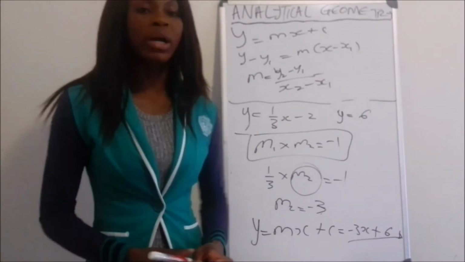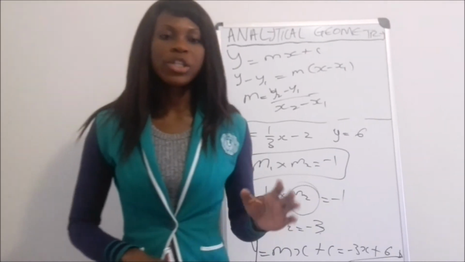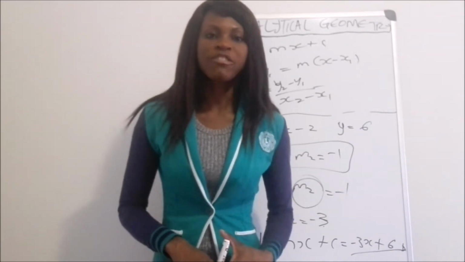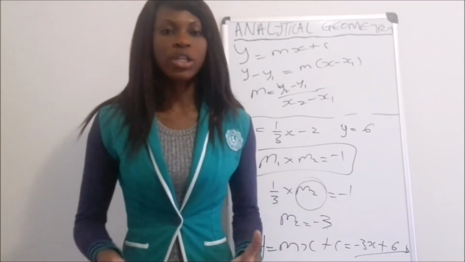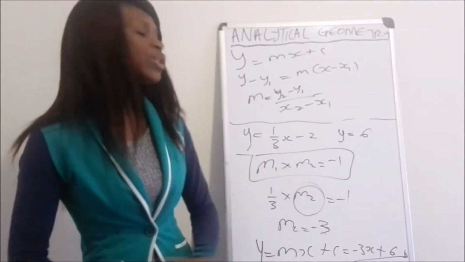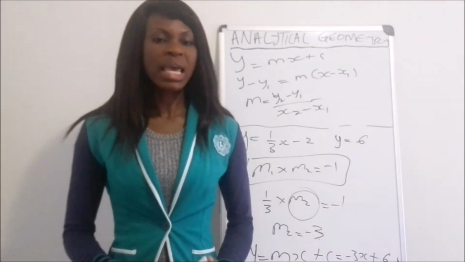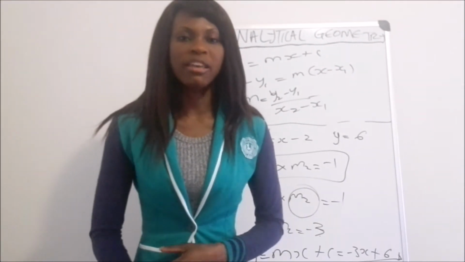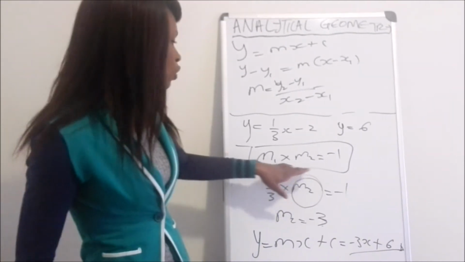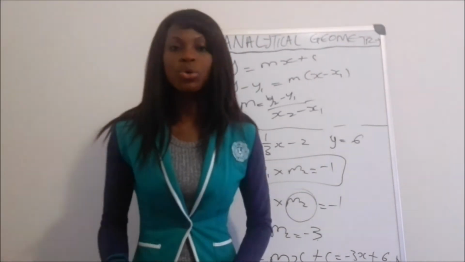Alright guys, I hope you understood this one as well: if you are given an equation which is perpendicular to the line that you have to find an equation for, you need to use the equation m1 multiplied by m2 equals negative 1. Then you substitute the gradient that you are given and equate the product to negative 1. That will give you the second gradient which you are looking for.